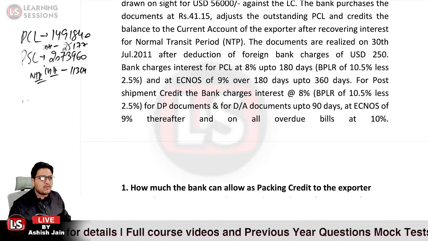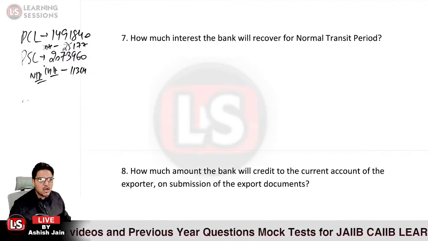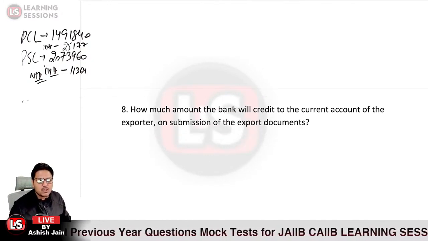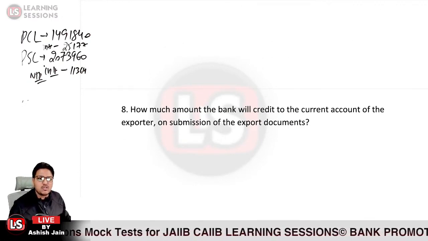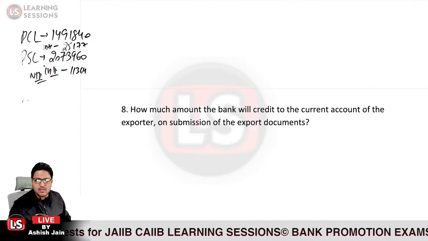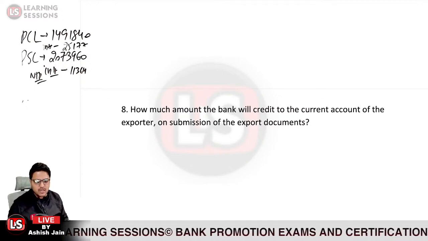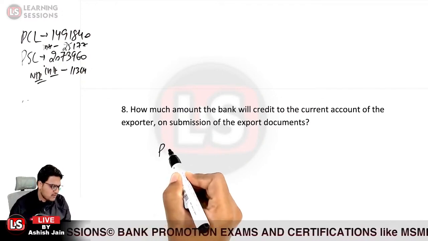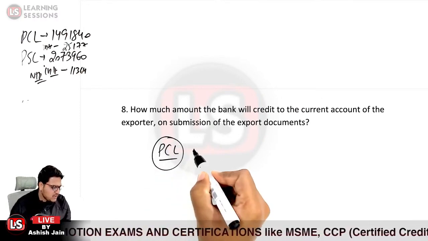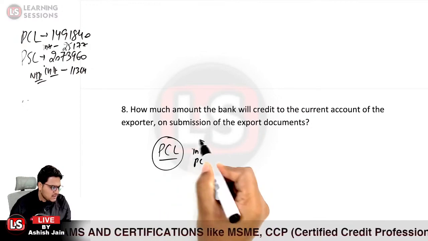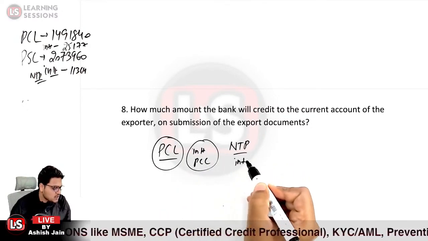So that was related to question number 7. Now let's move to another question. It says how much amount the bank will credit to the current account of the exporter on submission of the export documents. When the export documents were submitted, we had already sanctioned PCL to the exporter. That is to be adjusted, and whatever interest is charged for the PCL is to be adjusted, and we will also be adjusting the NTP interest for the post shipment credit.